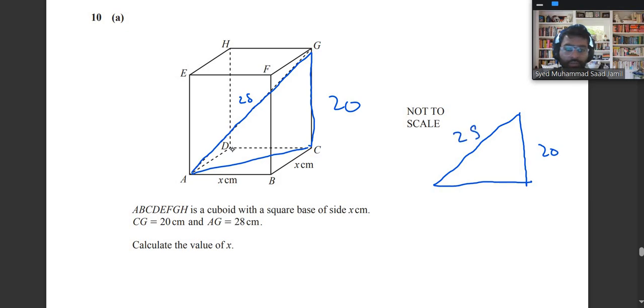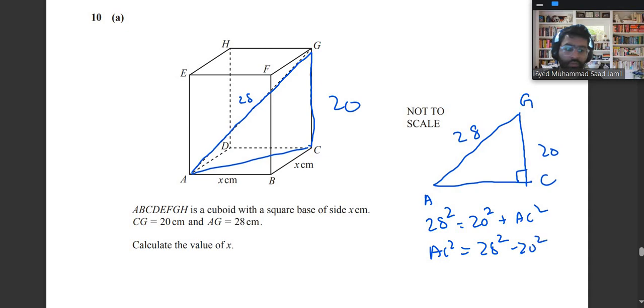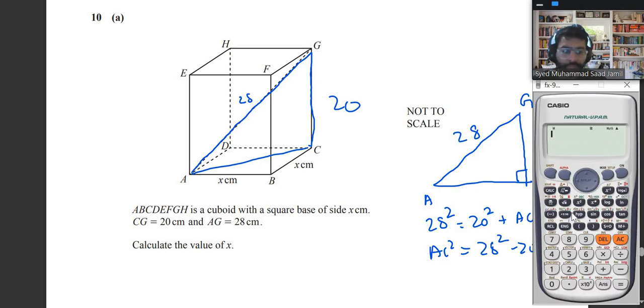20, 28. All right. And this is AGC. So the value of AC is going to be 28 squared equals 20 squared plus AC squared. AC squared equals 28 squared minus 20 squared. Whatever the answer is, under root 28 squared minus 20 squared. So this becomes 19.59.